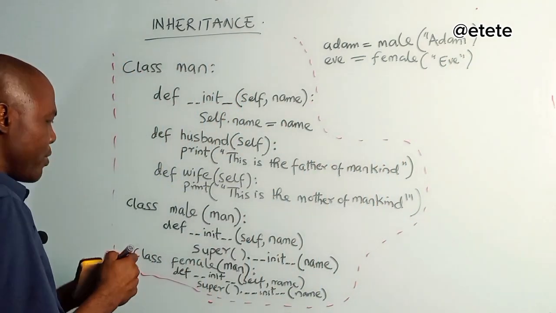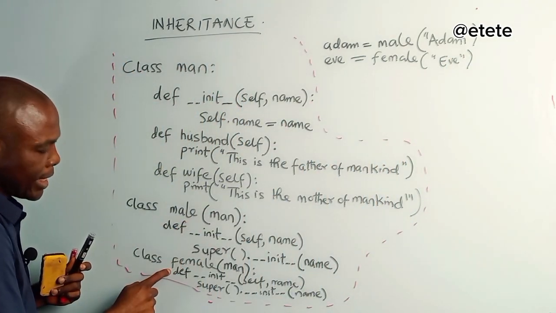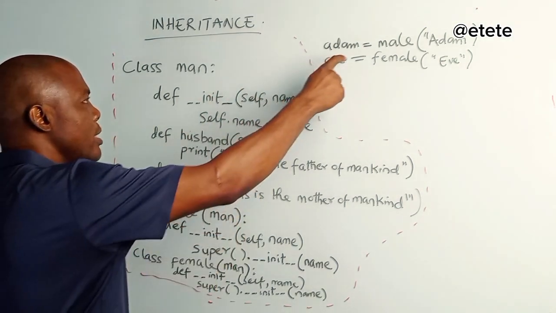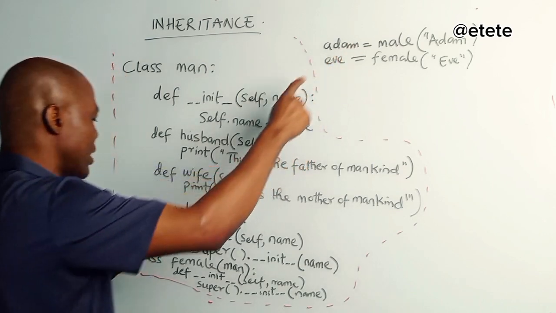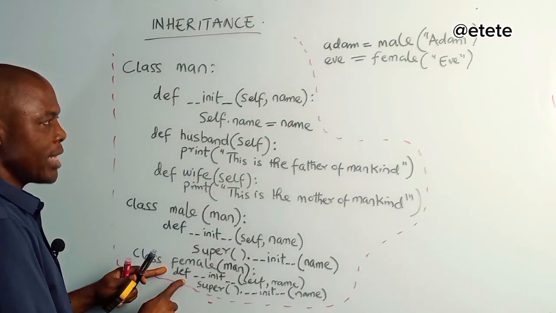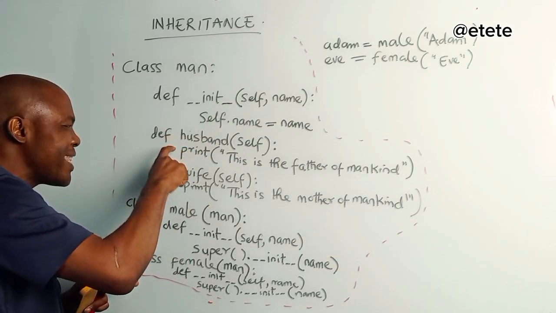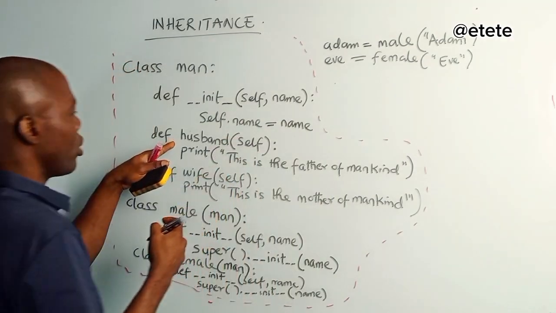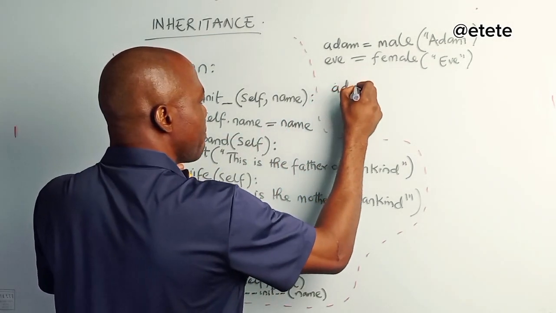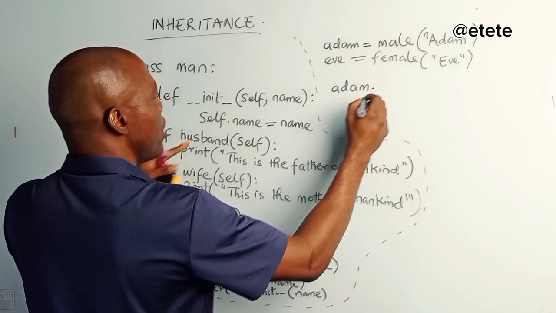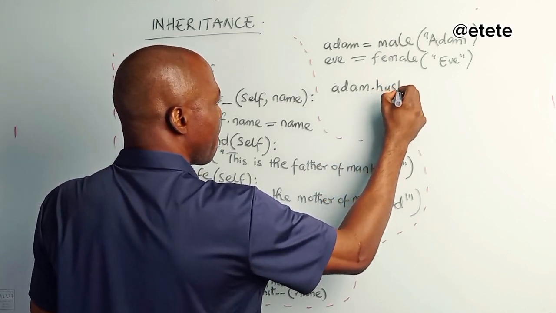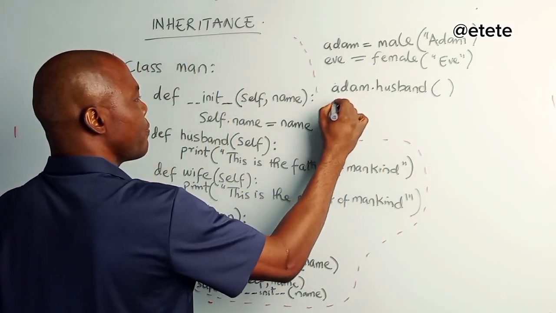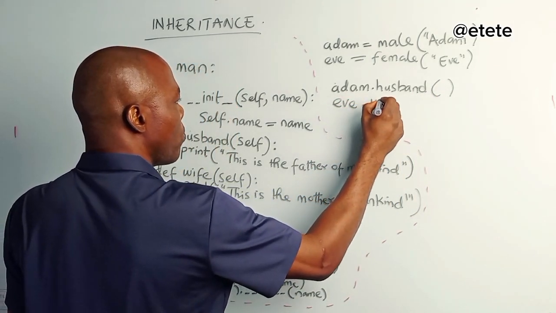Right? So now I have instantiated this class and this class. Now I want to use the object that I've created for this male class and the object that I've created for this female class. I want to use them to call the method inside this. So this one, I am going to use it to call this method husband. So I will say adam.husband. While this one I will say eve.wife.